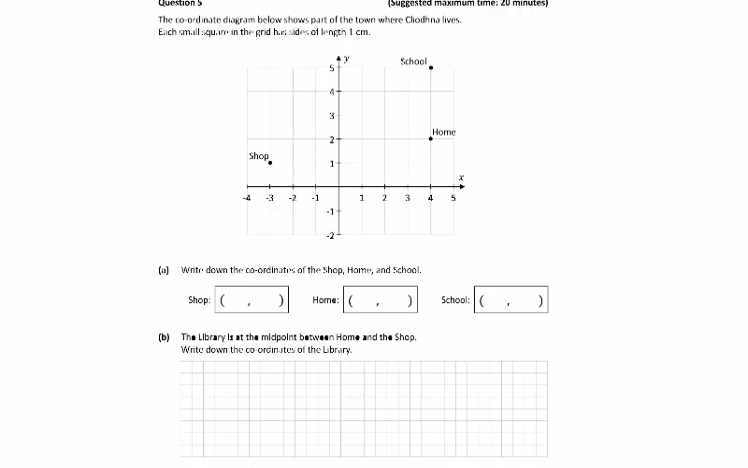So the next coordinate geometry question, we're asked to write down the coordinates of the shop, the home, and the school. And each grid has lengths of 1 centimeter each side. So the shop, we're back to -3 and up to 1.